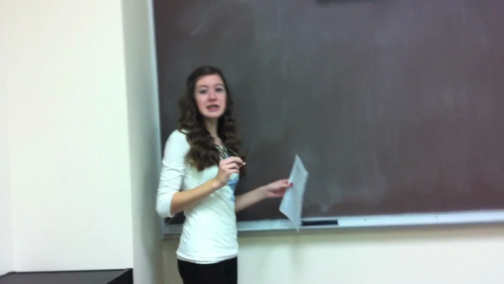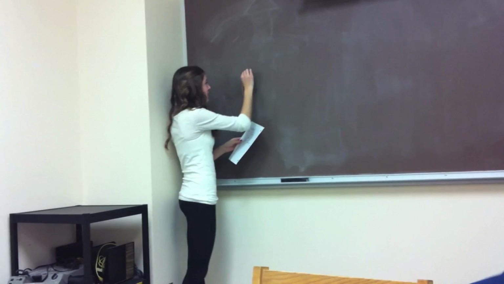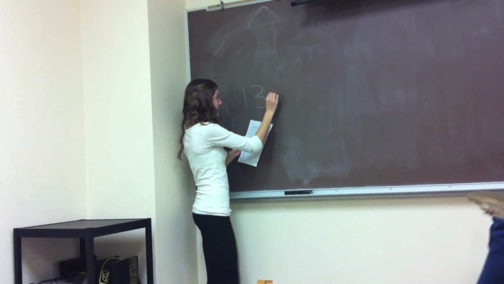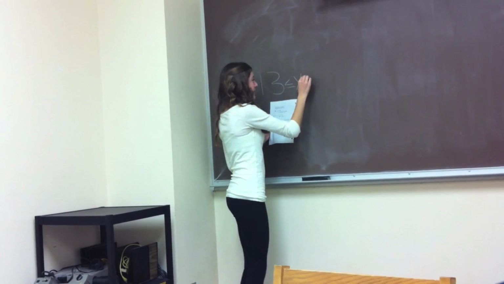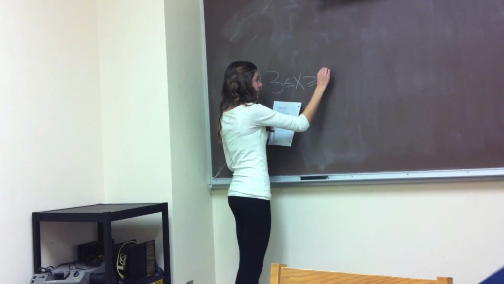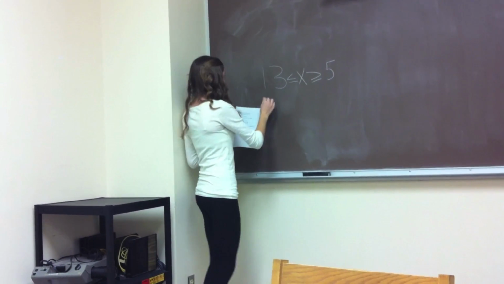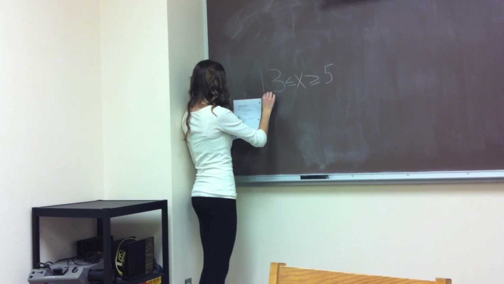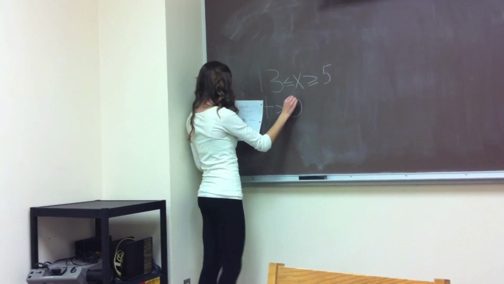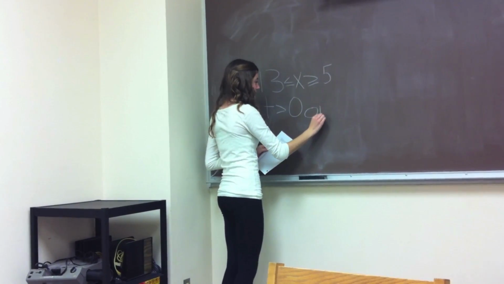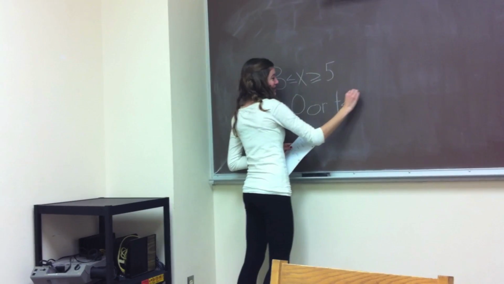That's better. Today we're going to learn about conjunctions and disjunctions the fun way. A conjunction is when you use and. So 1.3 is less than or equal to x is greater than or equal to 5. So it's when the x is in the middle. A disjunction is when you use or. So t is greater than or equal to 0, or t is less than 2.